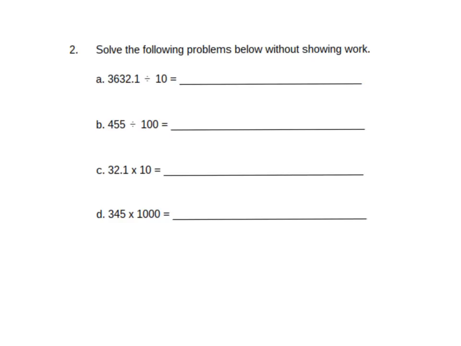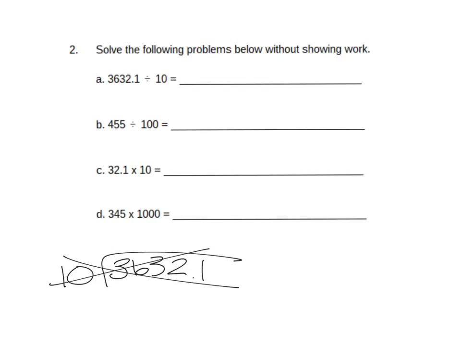We have to solve the following problems without showing work. So I'm going to use my arrow here to help show the work. And when something says to solve without showing work, are they going to penalize you for showing work? No. So if you have to show work, absolutely do it. If we're taking 3,632 and 1/10 and dividing it by 10, all we need to do is move this decimal. They just don't want you to set this problem up. They don't want you to do that, okay? Because we know all we have to do is move the decimal.